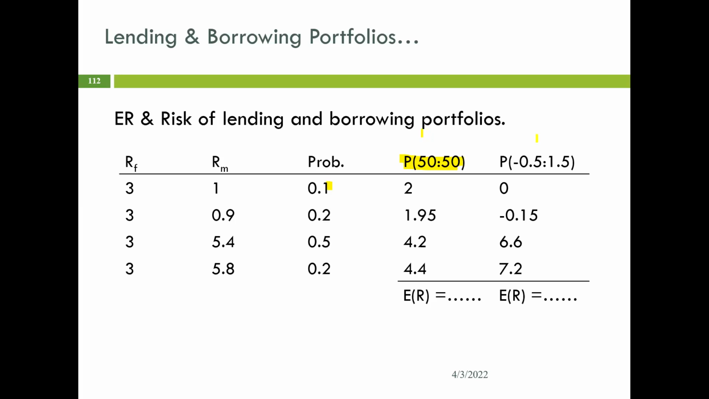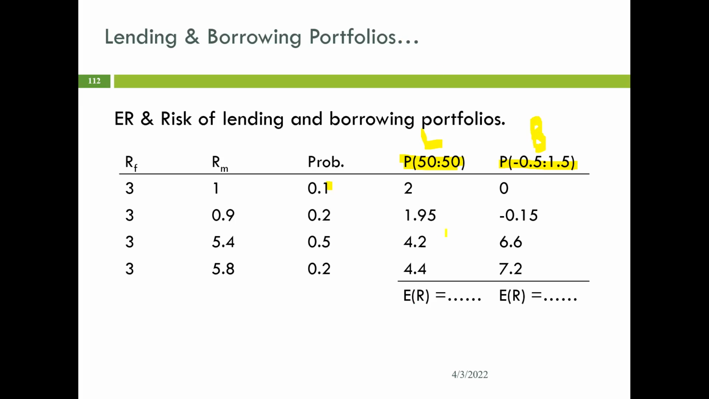Which one is the lending portfolio? Now, if you look at this, this one has minus 0.5 on the risk-free asset. Minus 0.5 means that you are borrowing at the risk-free rate. Both the borrowed money as well as your own wealth, you are investing in the market portfolio. So here the risk-free weight is minus 0.5 and the market weight is 1.5. So this is the borrowing portfolio, and the other is the lending portfolio.